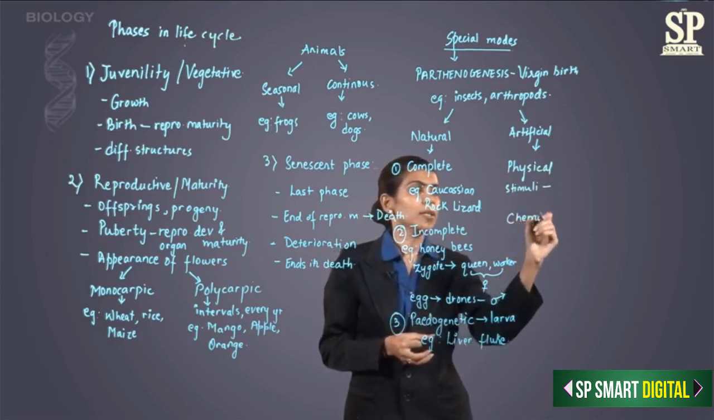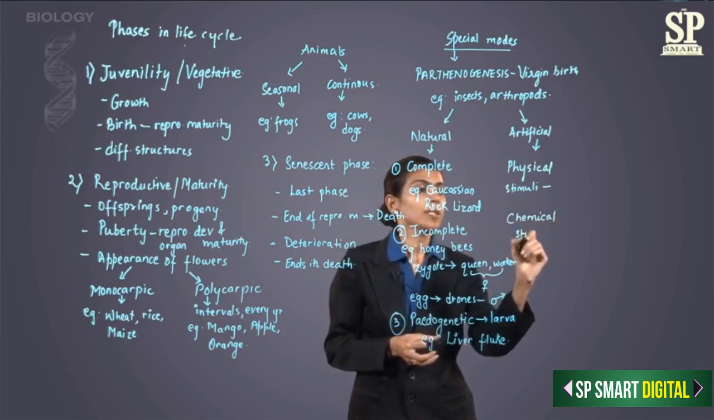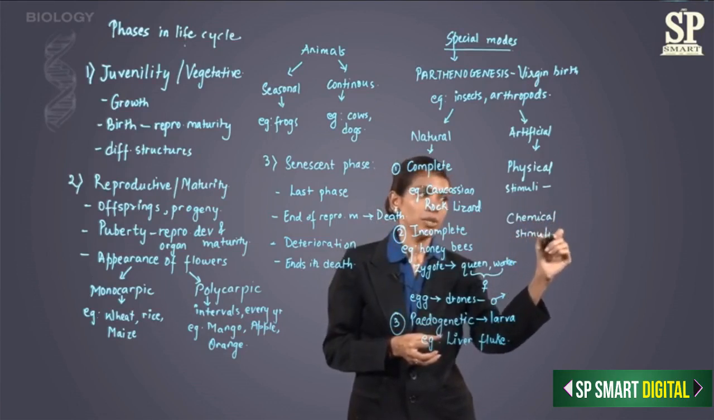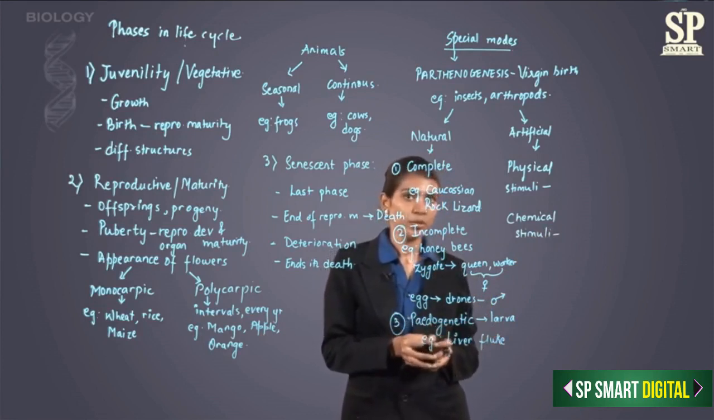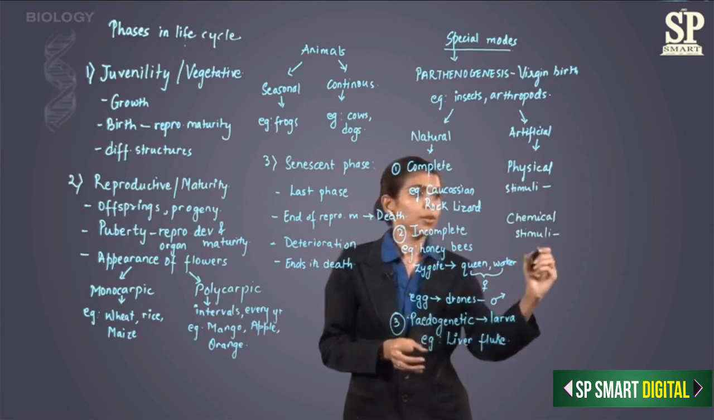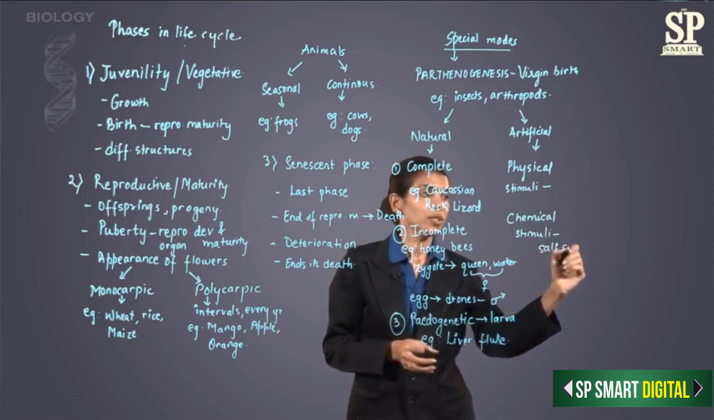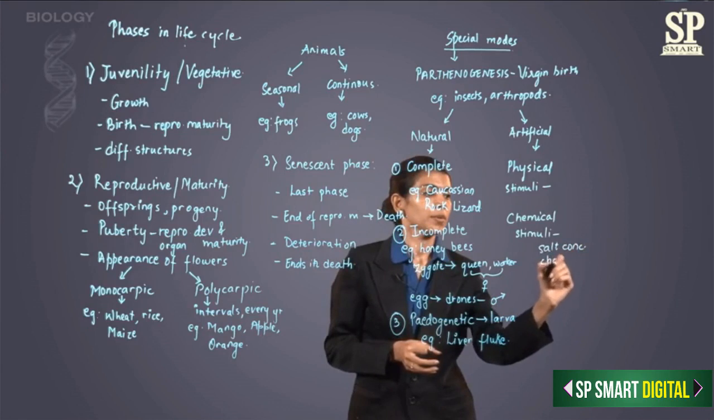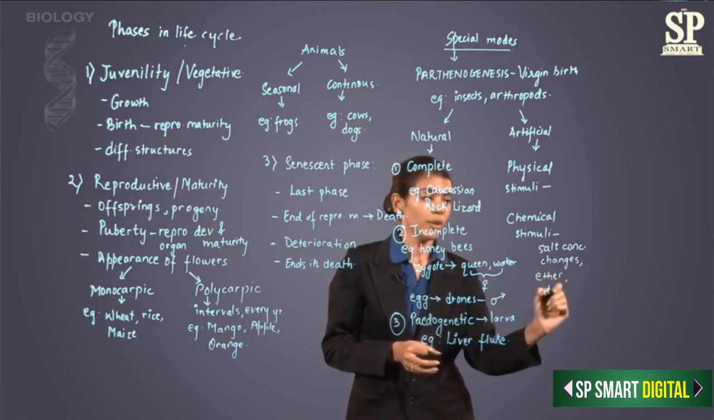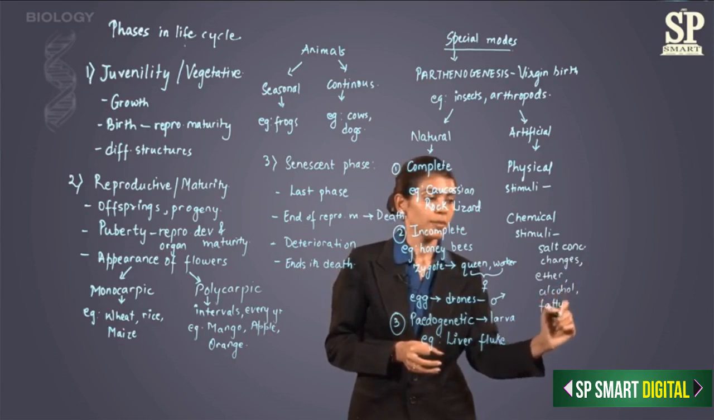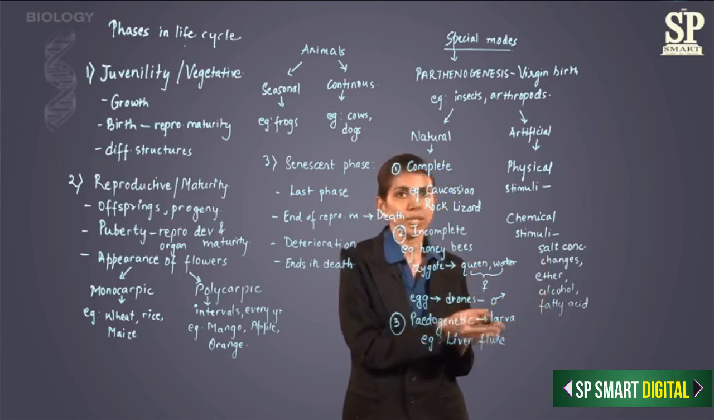Second are the chemical stimuli. Chemical stimuli used to induce parthenogenesis could be something like change in concentration of the salts or the electrolytes around. So the salt concentration changes, or by introducing chemicals like ether or alcohol or fatty acids. So that includes artificial parthenogenesis.